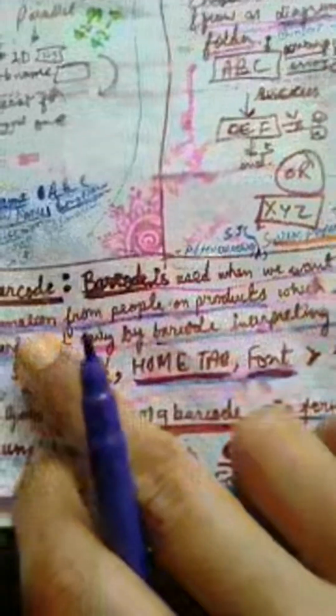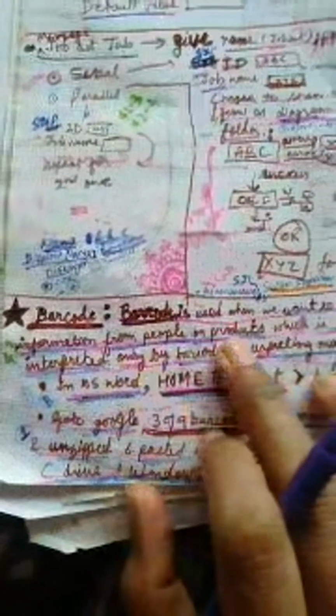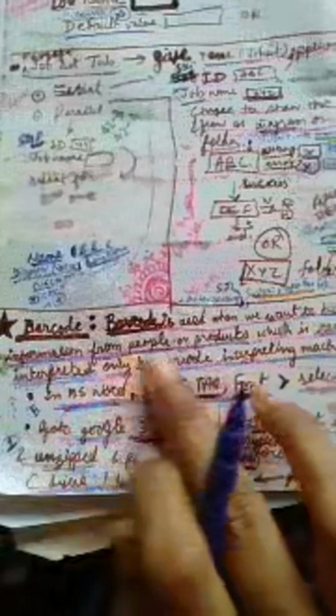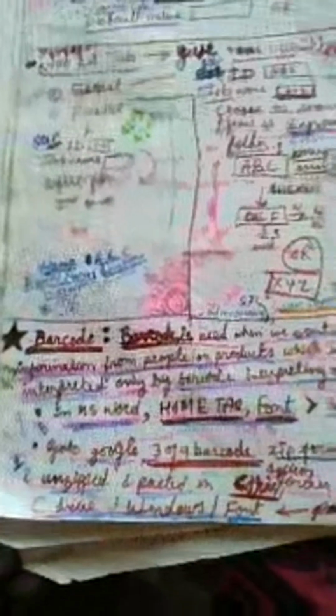Okay, the next thing is to have a barcode. Barcode is basically used whenever I want to hide a piece of information on the product from users, which could be read or interpreted only by a barcode interpreting machine. Let's say I want to hide the vendor ID from normal people, and it could be interpreted only by a barcode interpreting machine.